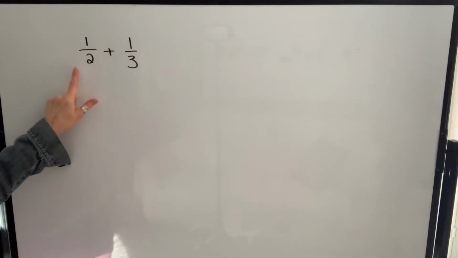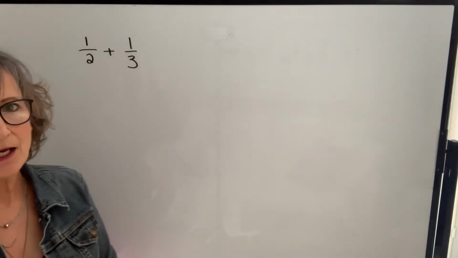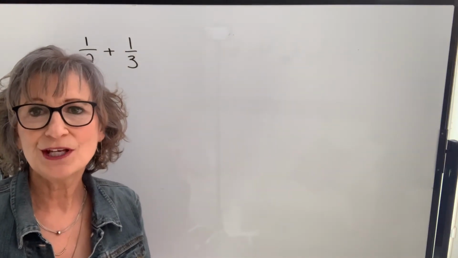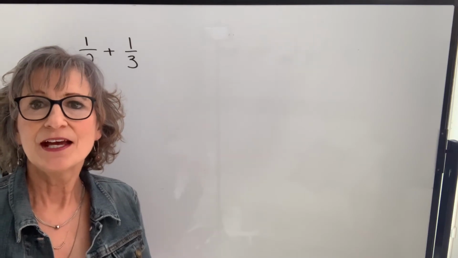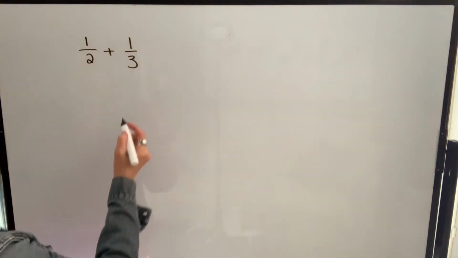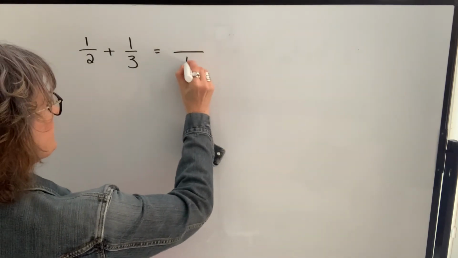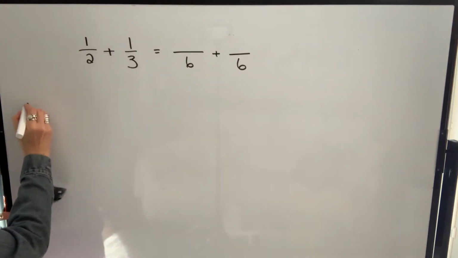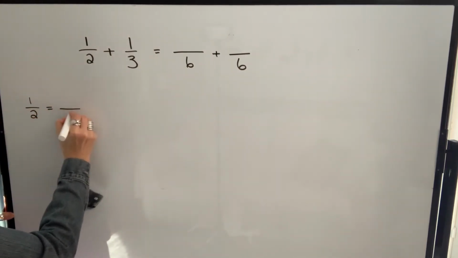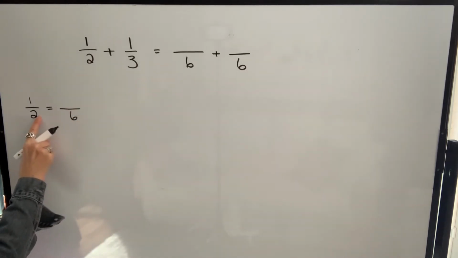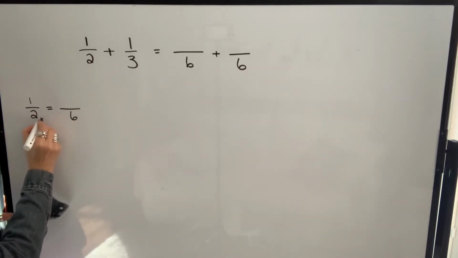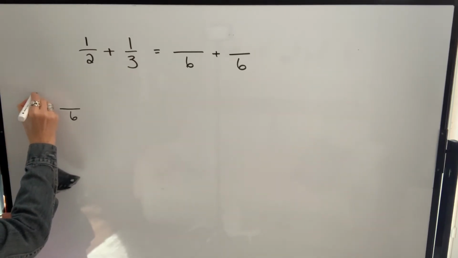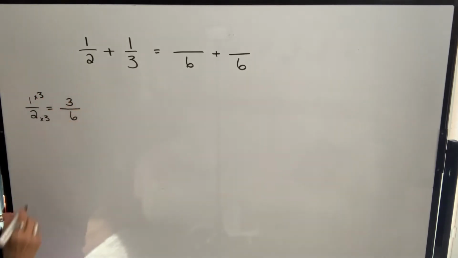In this example, I have 1/2 plus 1/3, and I need a common denominator. So I'm looking for a number that both 2 and 3 divide into evenly. And that number is 6. So I need to write these as fractions with 6 as the denominator. So if we take a look at 1/2, and we want to know how many 6ths it is, in order to get 6, we have to multiply 2 by 3. Whatever you multiply the denominator by, you must multiply the numerator by the same number. So that would give us 3/6.